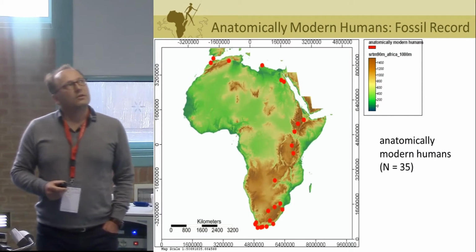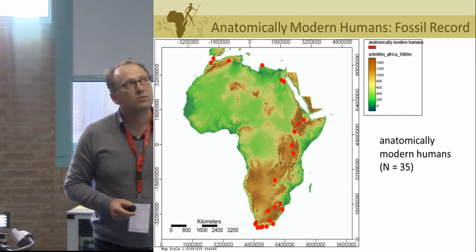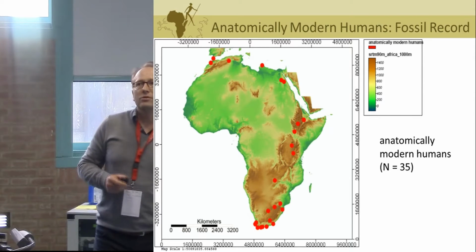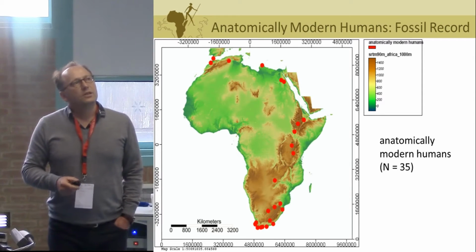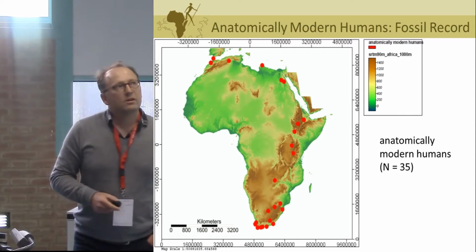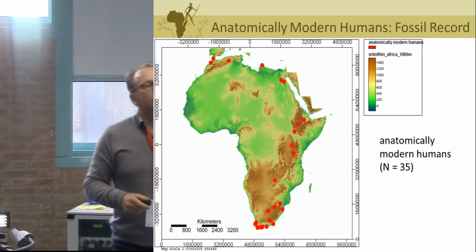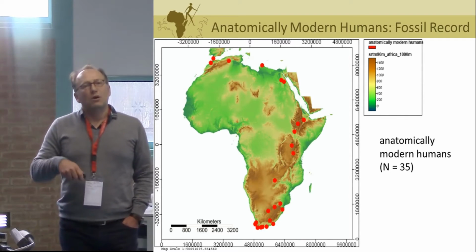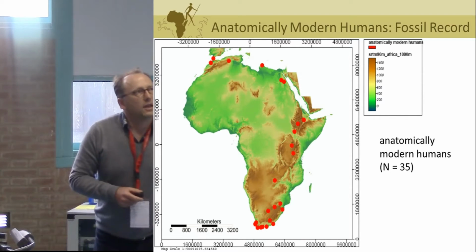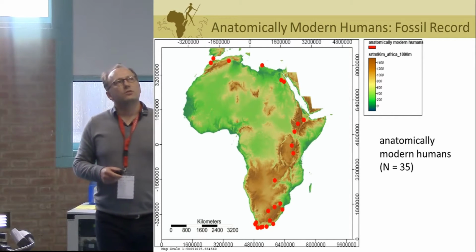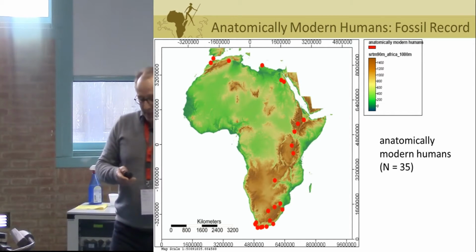Then we have collected also sites of the anatomical modern humans. Also over here, we focused on the fossil record. Actually, now we have collected 35 sites, and we started with these 35 sites to do the statistical analysis. However, in future we will increase the number when we insert new information into our database.